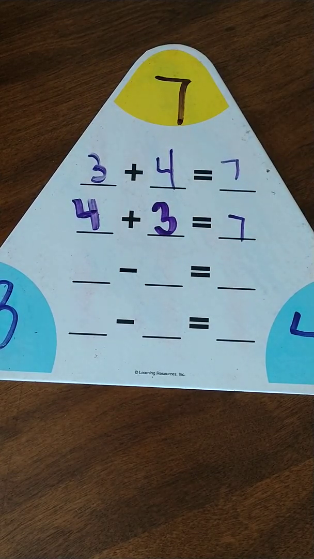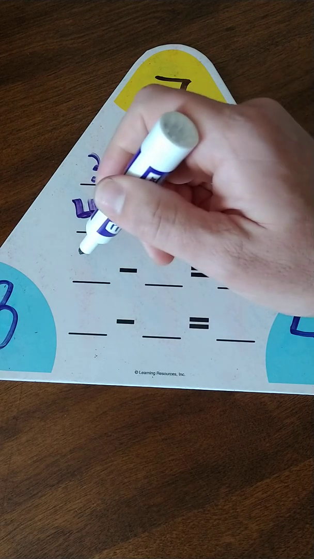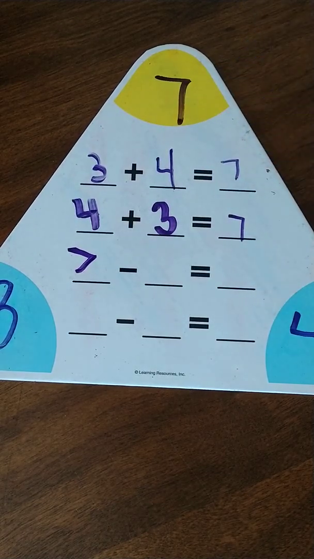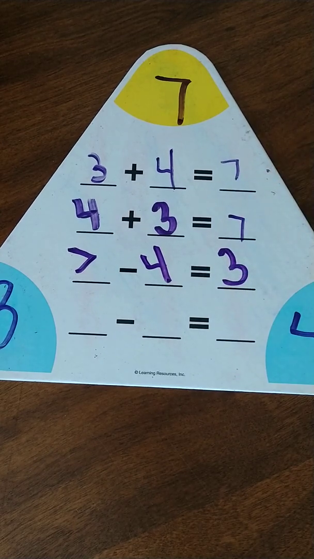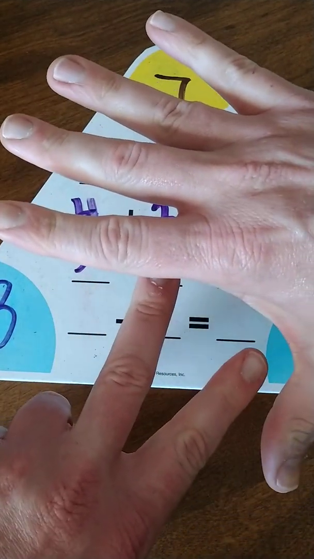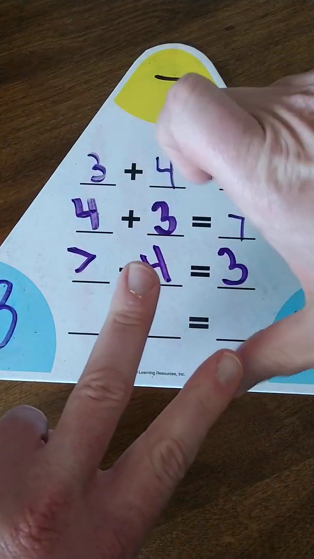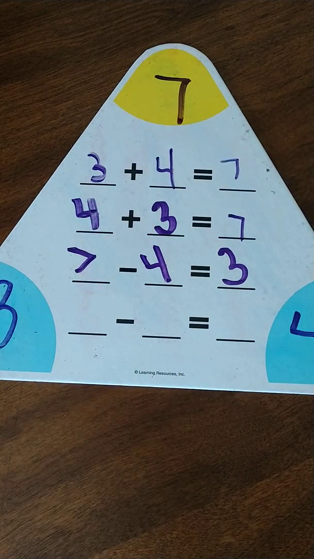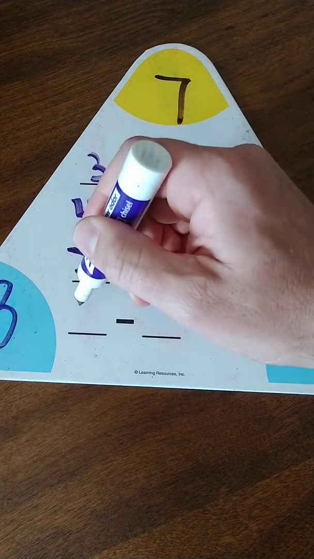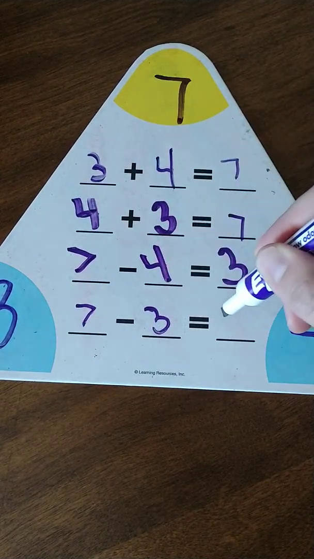When we subtract, the biggest number comes first. So we go 7 minus 4 equals 3. And that is true. Because if we have 7 fingers, take away 4, 1, 2, 3, 4, we have 3 fingers left. And then we could do the next one. 7 minus 3 equals 4.